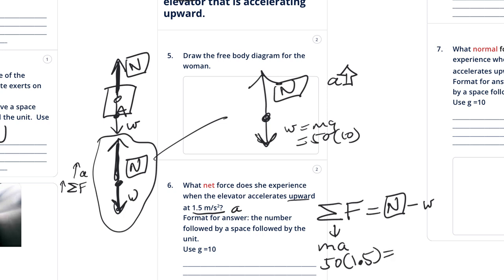That equals, oh wait, that's my answer. I'm going ahead and solving some other things, which will probably be coming up. So the net force is equal to mass times a, which is 50 times 1.5, so that'd be 75 newtons. That's the net force.